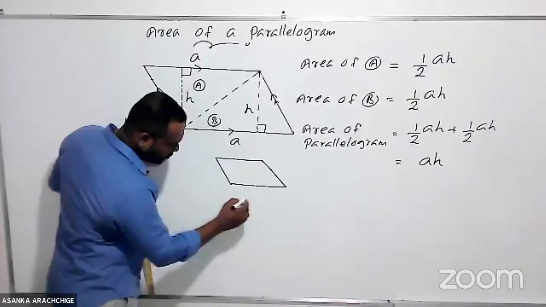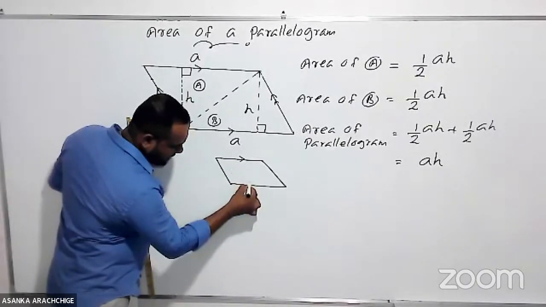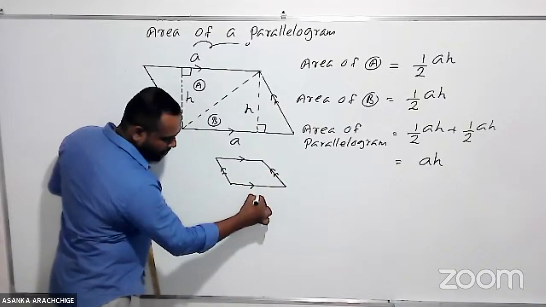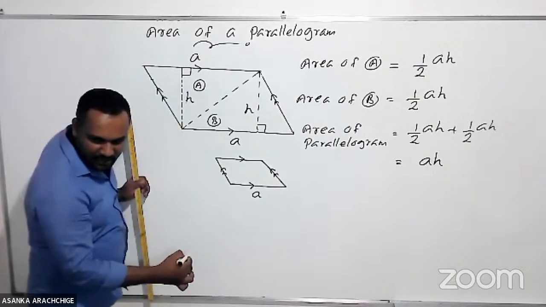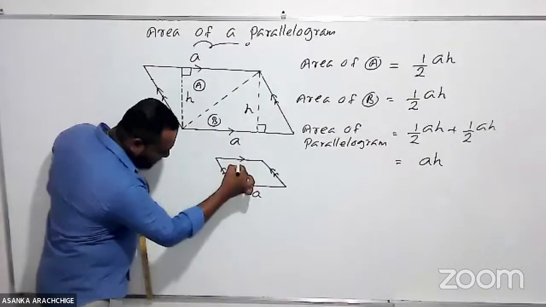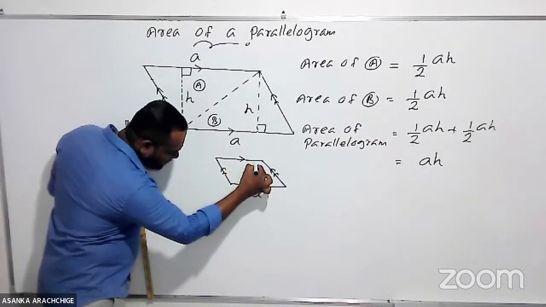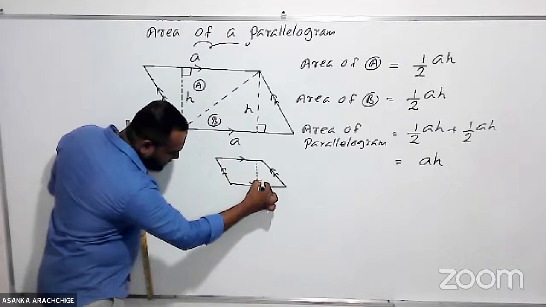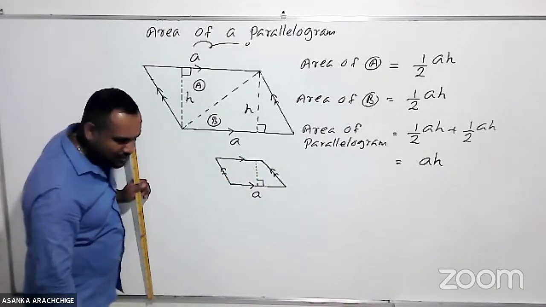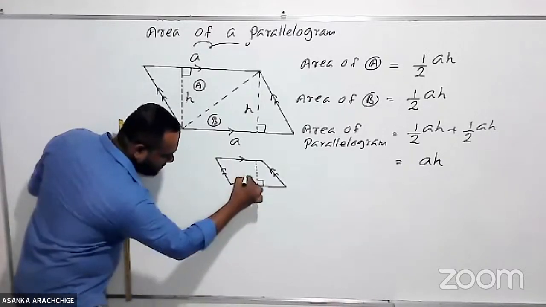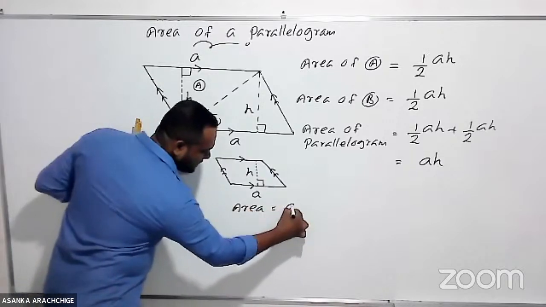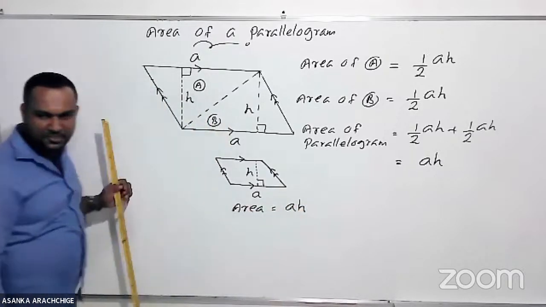Right. So this is a parallelogram, right? If we know the length of this side, we should know the perpendicular distance between that side and its opposite side, right? So area equals, if this is H, area equals A into H.